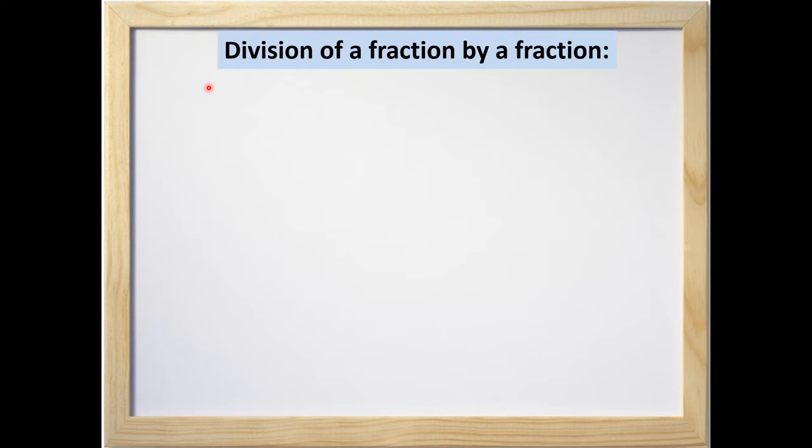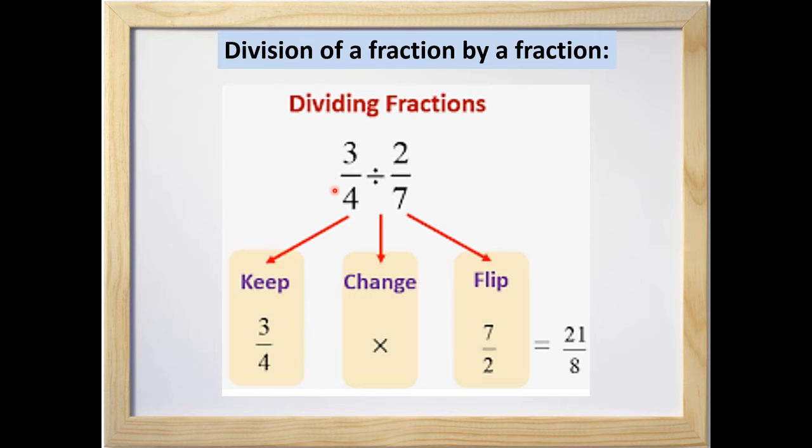Children, let us take another example of dividing a fraction by a fraction. Let us divide 3 by 4 by 2 by 7. Children, see here, 3 by 4 is the dividend and 2 by 7 is the divisor. So this dividend 3 by 4 we have to keep just like that. And this division sign we have to convert into a multiplication sign.